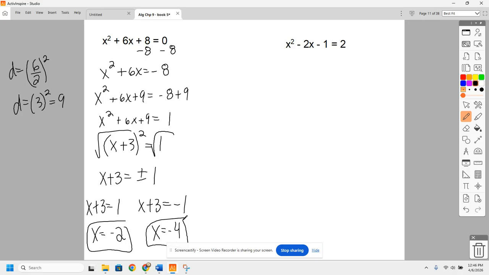Here we go. Let's try our 4th one of the day. This time it's not equal to 0, but our first step is always to move the c term over. So I'm just going to go ahead and add 1 to both sides.